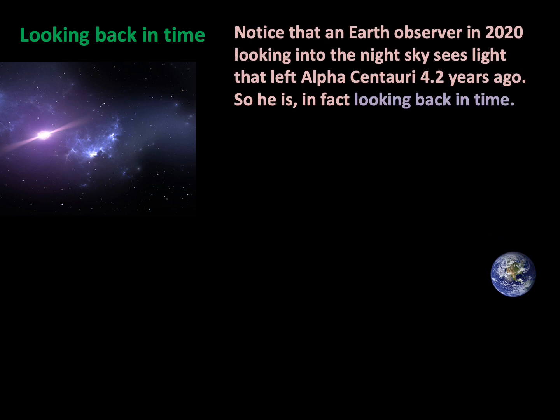In the problem we did earlier, the observer on Earth in 2020 was seeing light that left the star Alpha Centauri 4.2 years ago. He's only now just seeing it, but it left 4.2 years ago. So he is actually quite literally looking back in time. There's the light travelling for 4.2 years before it reaches us.